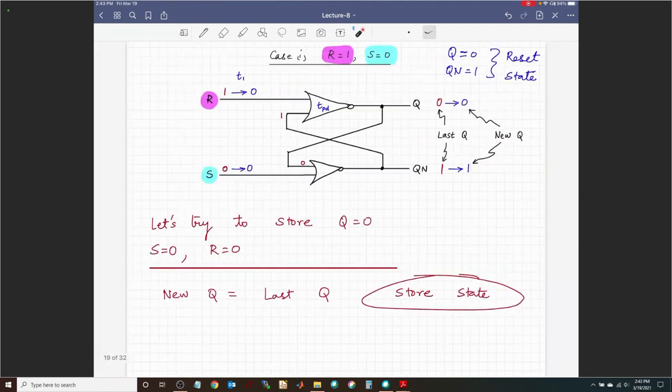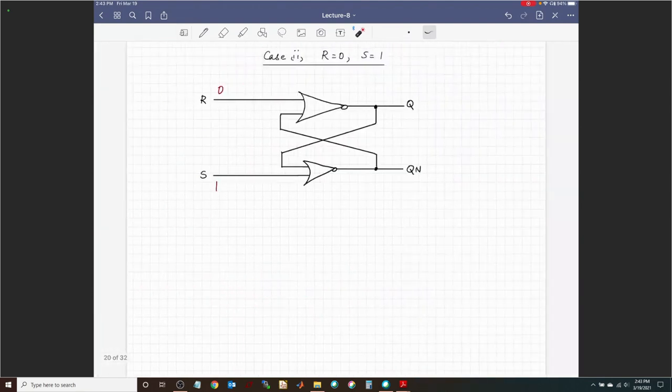Now, this was clear, right? So let's talk about case two now. This is new. We have not done this yet. This is going to be called a set state. Why? I have made my S input 1. So hopefully, we will be able to set our output Q to 1. And consequently, I would expect Qn to be 0 because it's a complemented form of the output. Let us actually see if that works or not.